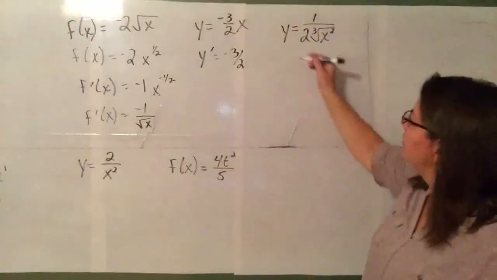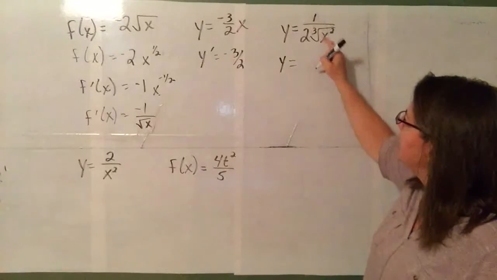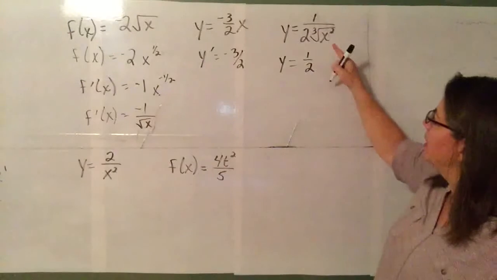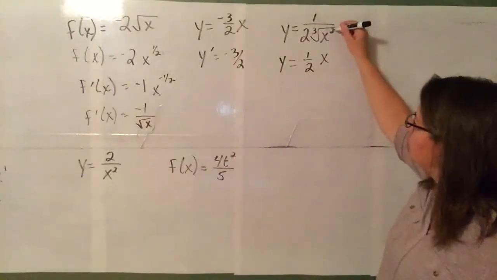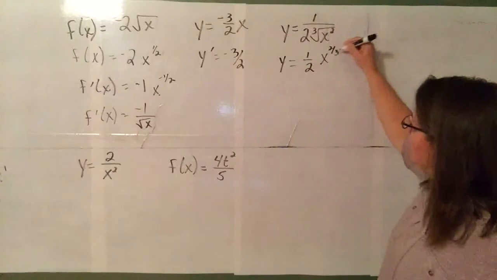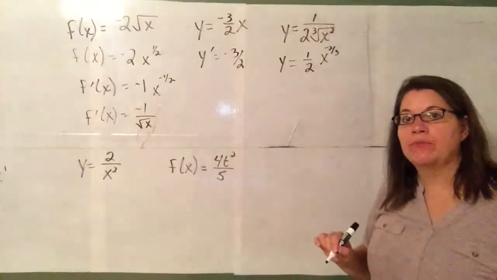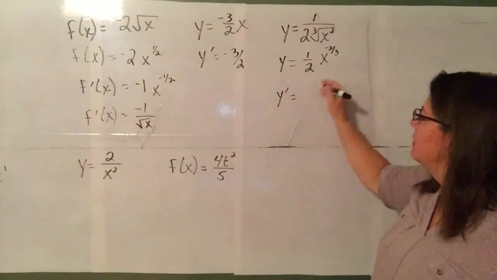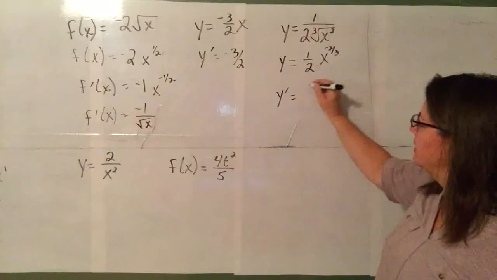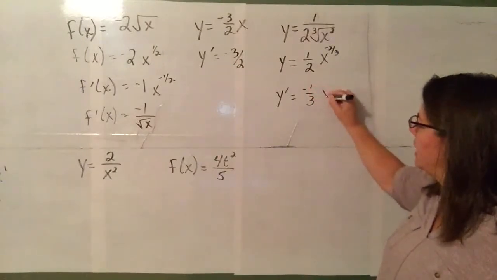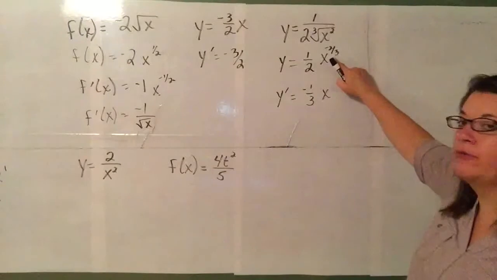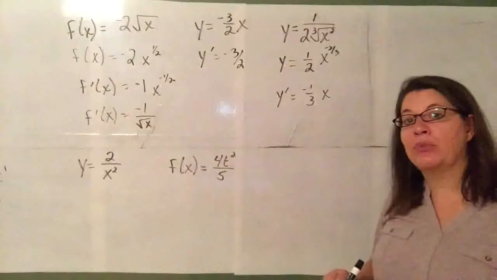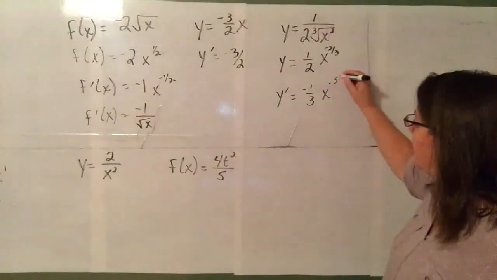For this one, I'm going to rewrite it first. That is, the 1/2 means it's 1/2 times that x, remember, to the 2/3, but since it was on the bottom, it'll be a -2/3. And then I'm going to use the power rule. So y prime, -2/3 times 1/2 is -1/3. We keep the x and we subtract 1 from this exponent. So -2/3 minus 1, that will be -2/3 minus 3/3, which is -5/3.